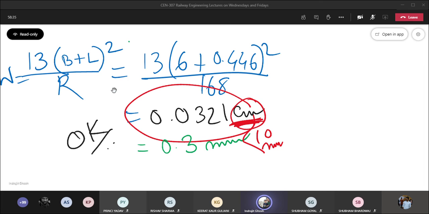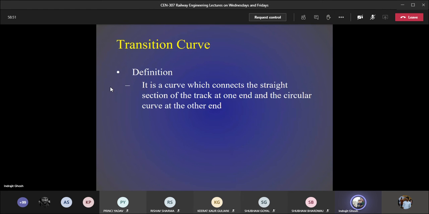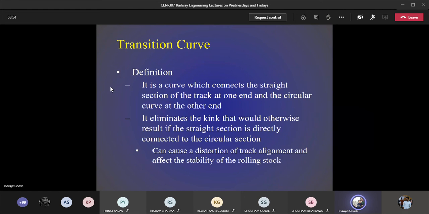Okay, so widening of gauge on curve. Then again, I have to share my screen. So transition curve, थोड़ा basic information आज बता देते हैं क्योंकि you know most of those things. So transition curve is a curve which is useful to connect the straight section of a track. So straight portion, straight road, straight railway track, then we have horizontal curve. So at one end we have the straight portion, the tangent section, and on the other side we have a circular curve.